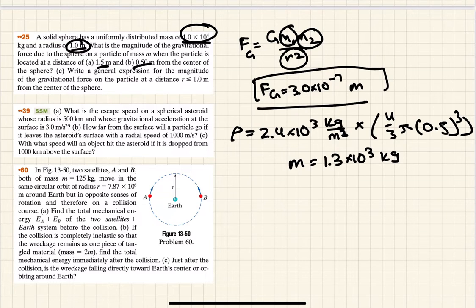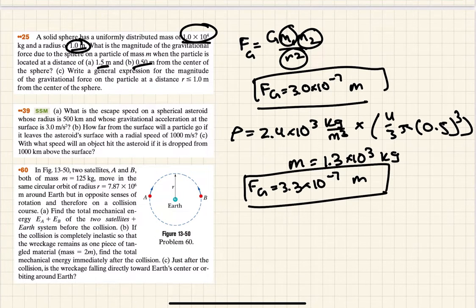So G didn't change. m1 is m, which you don't know. m2 is now this new mass, unlike the previous mass. And then r is 0.5, unlike the previous radius. And so you solve for the force, you're going to get 3.3 times 10 to the power of negative 7 newtons per kilogram times m. I'm ignoring units in this case. And I know it looks like meters is the unit, but no, it's just m the variable.